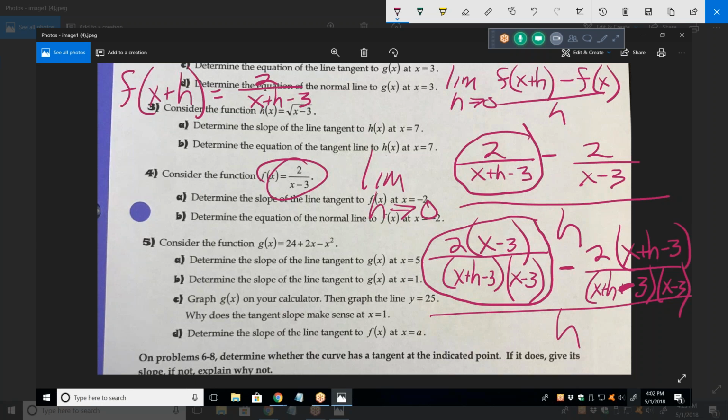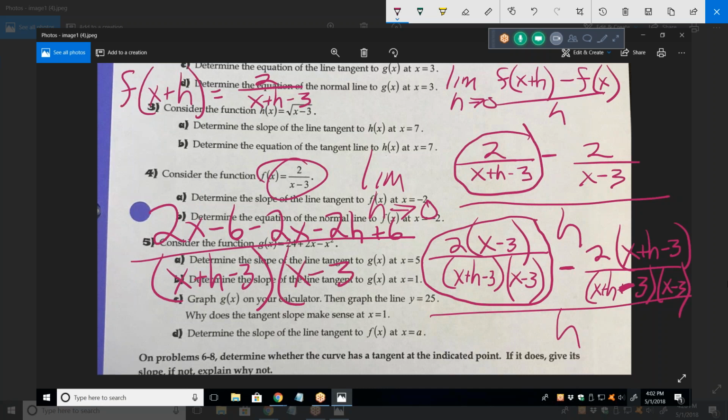Now simplify the numerator, gives us 2x minus 6 minus 2x minus 2h plus 6. And that is all over its common denominator. In other words, this isn't really hard algebra. You just have to know how to do the algebra. So that's my numerator.